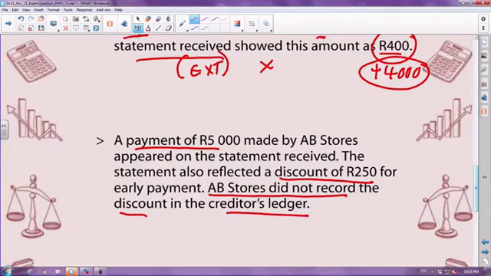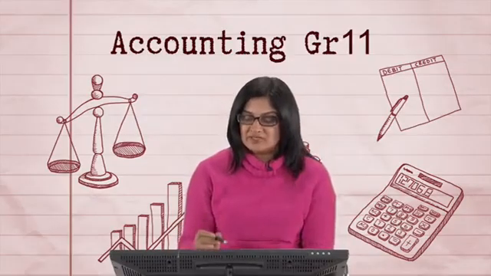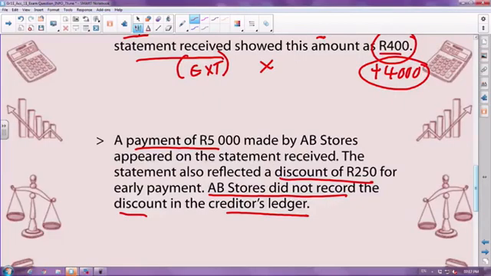Right, so once again, you need to ask yourself who made the error. So on the statement, we received a discount for 250 Rand, but for some reason, we did not show the discount in the creditor's ledger. So immediately, it's an internal error. We've made the error. Now, it could be we were not aware of the discount, or the creditor's clerk simply forgot to include the discount amount.